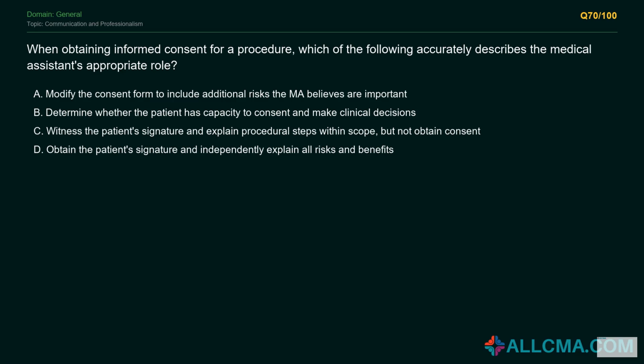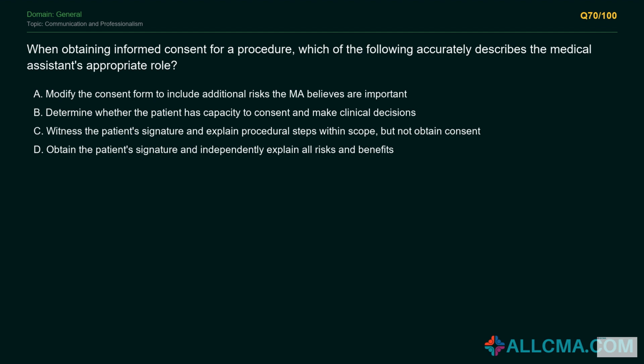Question 70. When obtaining informed consent for a procedure, which of the following accurately describes the medical assistant's appropriate role? Option A. Modify the consent form to include additional risks the MA believes are important.